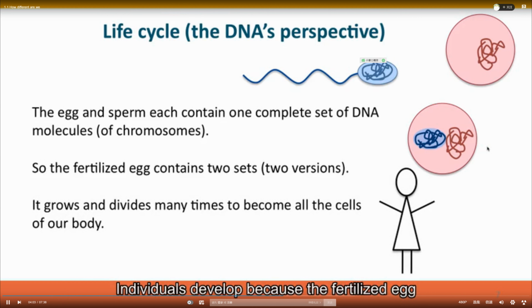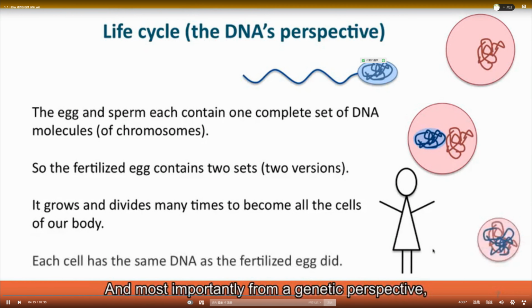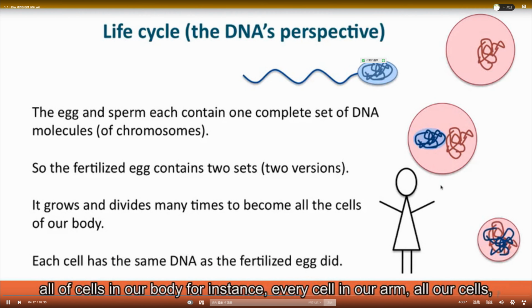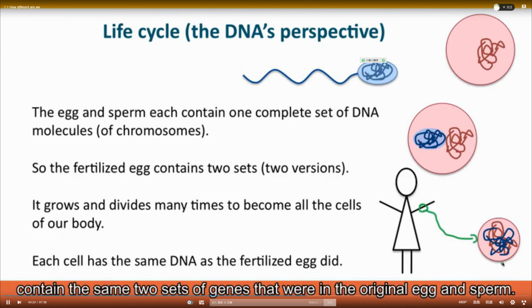Individuals develop because the fertilized egg undergoes many, many cycles of growth and cell division, producing all of the cells in our body. And most importantly, from a genetic perspective, all the cells in our body, for instance, every cell in our arm, all our cells, contain the same two sets of genes that were in the original egg and sperm.